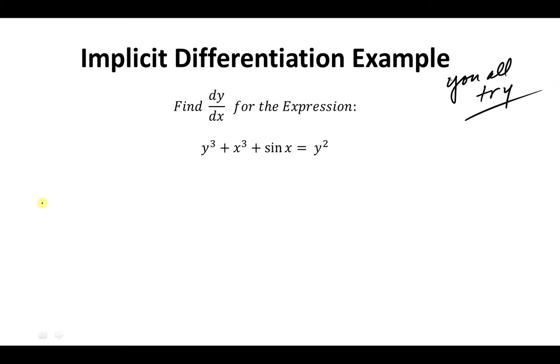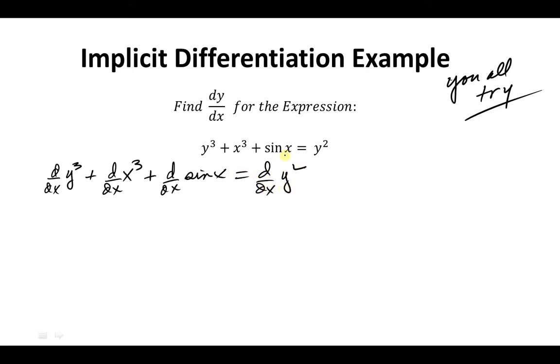Okay, if you're back, we're going to take d/dx of y cubed plus d/dx of x cubed plus d/dx of sine of x equal d/dx of y squared. First term becomes 3y squared dy/dx. d/dx of x cubed is just 3x squared, and d/dx of sine of x is cosine of x. And d/dx of y squared is going to be 2y dy/dx.